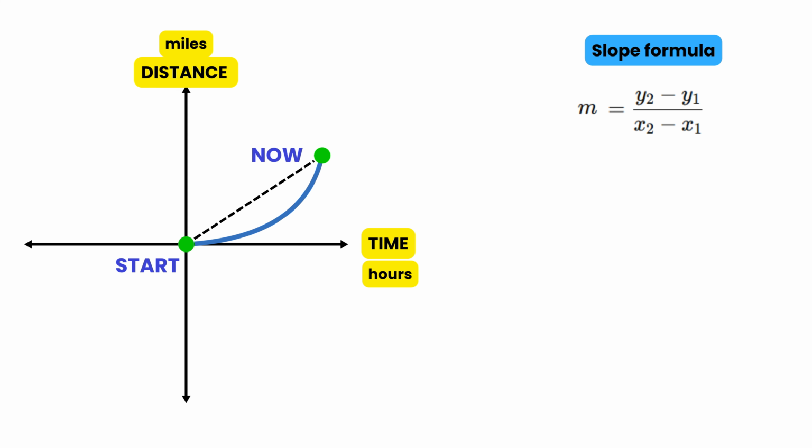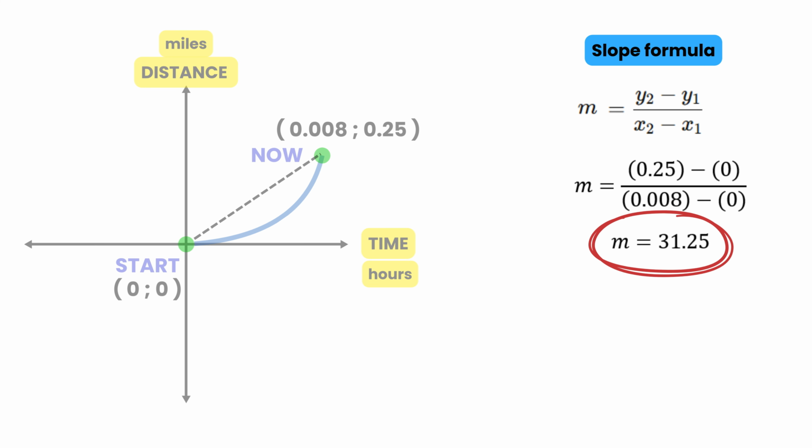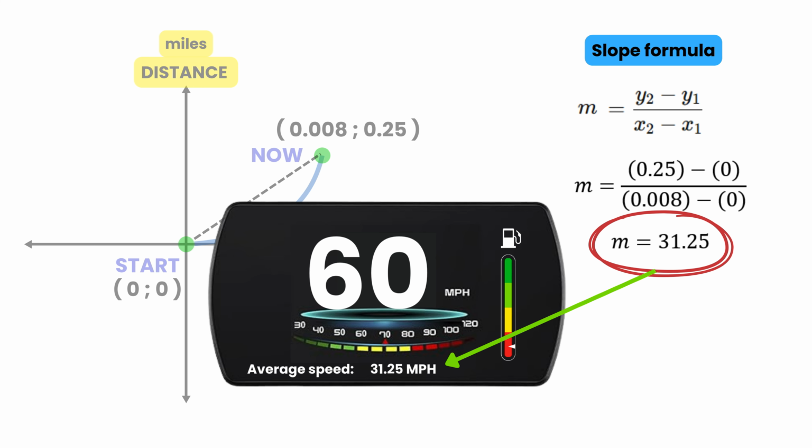We know the point where the function started is the coordinate 0, 0. And let's say the coordinate where we are now on the graph is 0.008, 0.25. If we work out the slope using the formula, it will look like this. What's super interesting to see here is that the answer we got when we worked out the slope between the start point and where we are now is exactly the same as what the car's speedometer showed for the average speed. Wow, but how does that actually work? Let me explain.